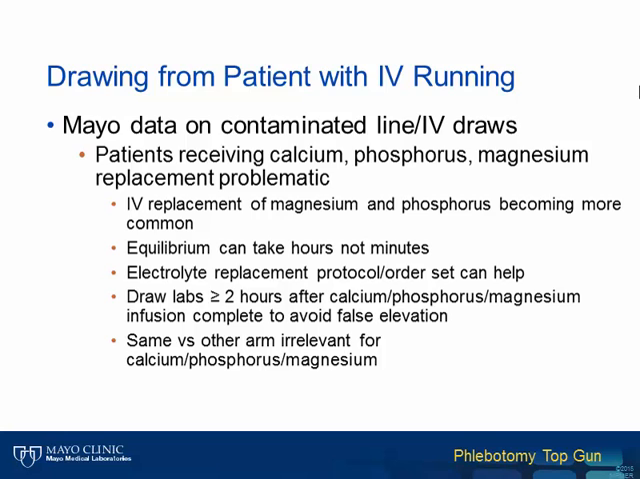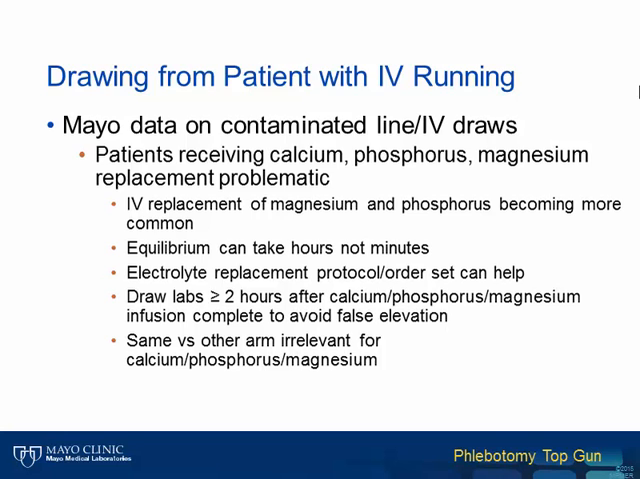Intravenous replacement of calcium, magnesium, and phosphorus is very common among acutely or critically ill patients. Contamination of specimens among patients receiving intravenous calcium, magnesium, or phosphorus replacement is a special case that merits a brief discussion. Calcium, phosphorus, and magnesium undergo redistribution between the vascular space and the cellular compartments. Reaching equilibrium for these electrolytes likely takes an hour or more rather than just 2 or 3 minutes.